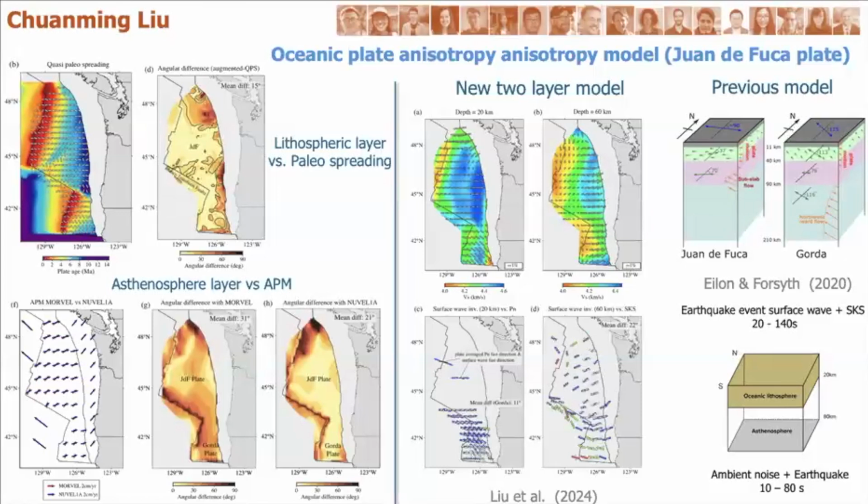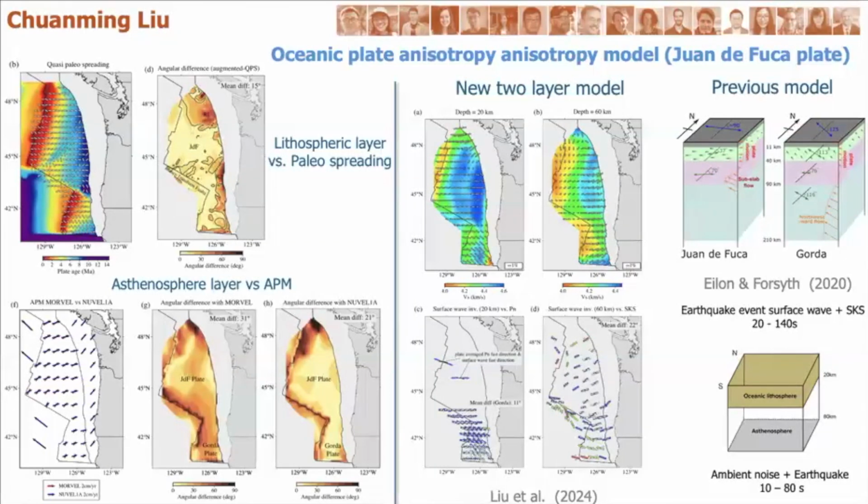For example, in the first layer, the oceanic lithosphere, our expectation is that it can record fast rotations comparable to the paleo directions, since in the oceanic lithosphere the seismic anisotropy is more related to fossil anisotropy. Here we compare our result with the paleo direction and found a very good fit. The light yellow color means they are consistent with each other in most of the study regions.